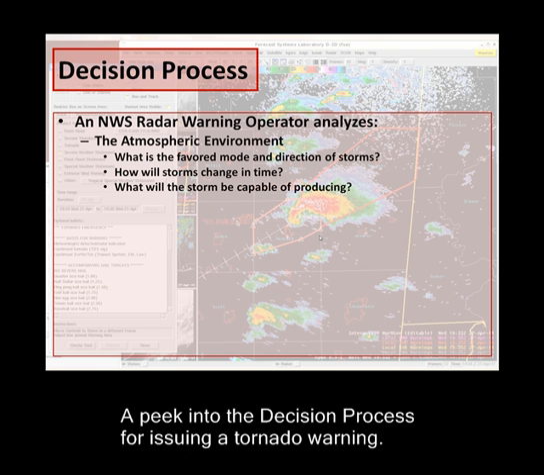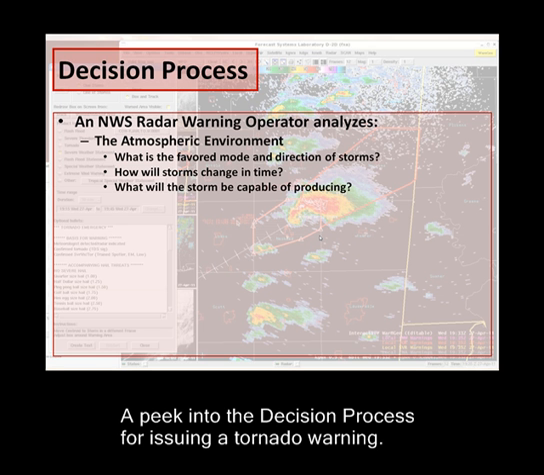First, all National Weather Service radar warning operators will analyze the atmospheric environment before and during the severe weather event. The larger questions of what the favored storm mode and direction of the storms are going to be need to be answered. There is a big difference in warning strategy and management if dealing with, say, a squall line versus a supercell. How will storms change in time? Are they going to remain separate or grow into a line? This is important to know.